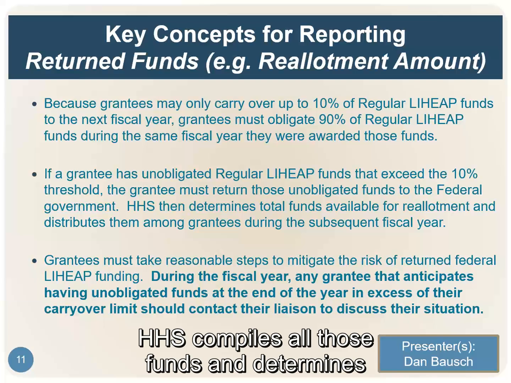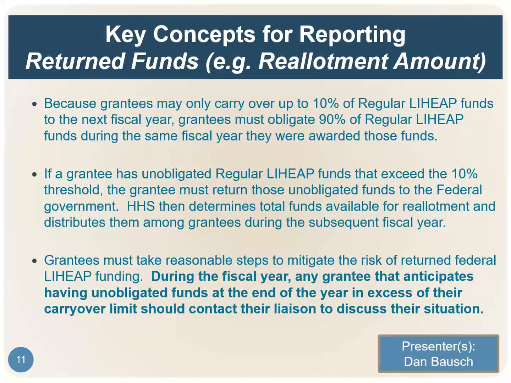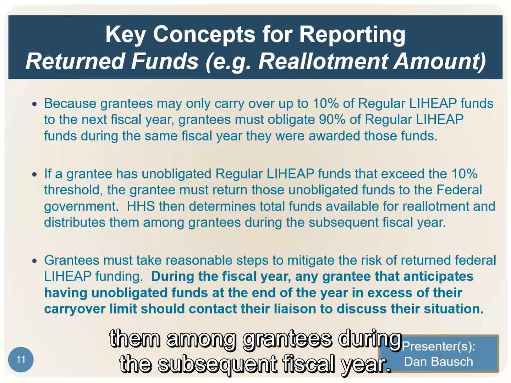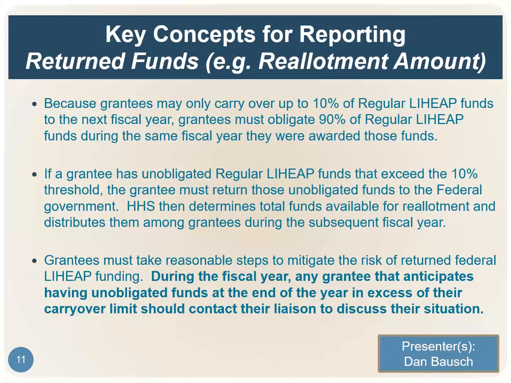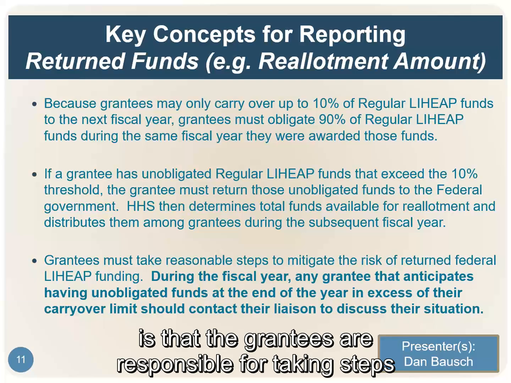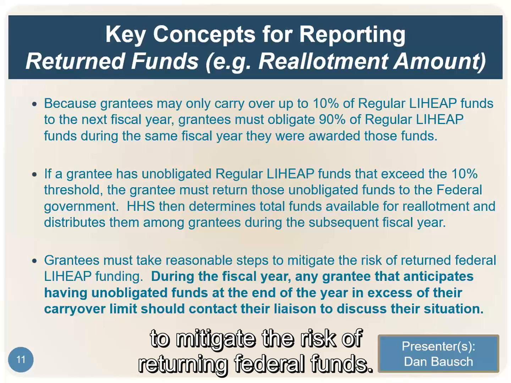HHS compiles all those funds and determines the total amount available and then redistributes them among grantees during the subsequent fiscal year. This last bullet is really important just to keep in mind, is that the grantees are responsible for taking steps to mitigate the risk of returning federal funds.